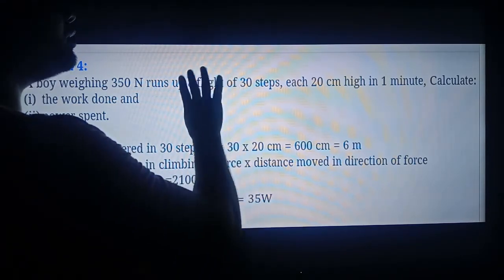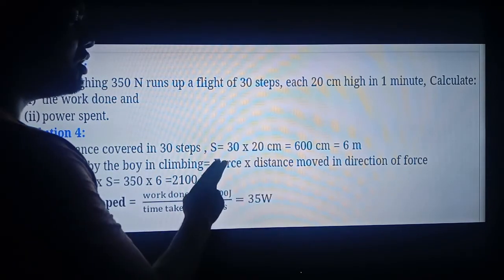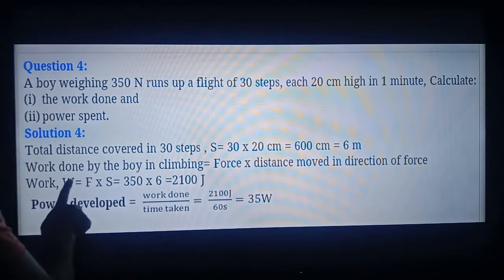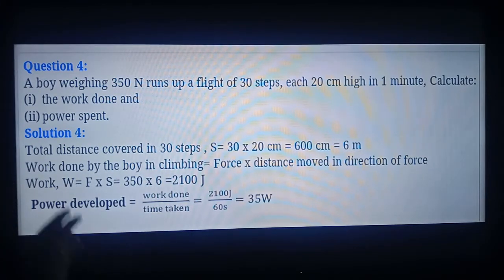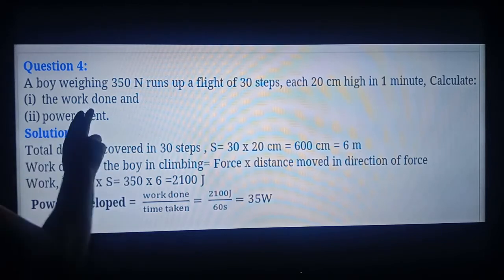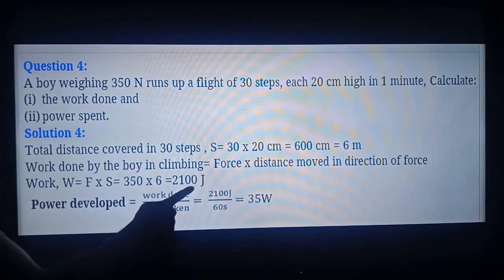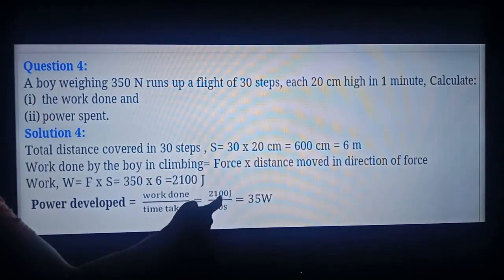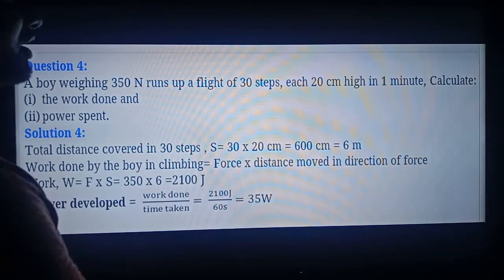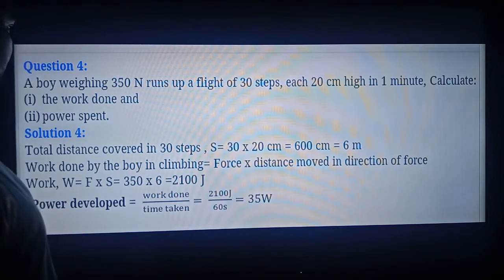Work done by the boy in climbing: work done is equal to force into displacement or distance. So force is 350 and the distance is 6. So work done is equal to 2100 joule. Now the second part is power spent. Power is equal to work done upon time. So work done is 2100 and time is 1 minute or 60 seconds. So 2100 divided by 60 is equal to 35 watt.